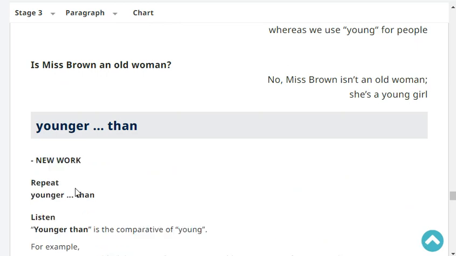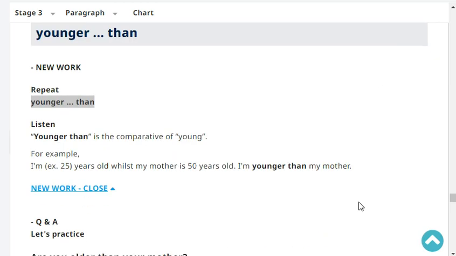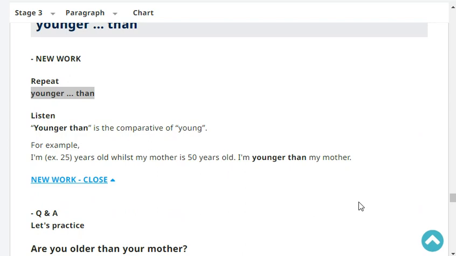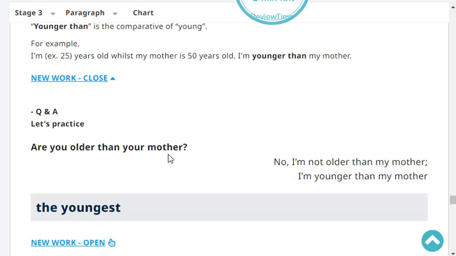Next repeat. Younger than. Very good. Okay, listen. Younger than is the comparative of young. For example, I'm 42 years old, whilst my mother is 60 years old. I'm younger than my mother. Let's practice. Are you older than your mother? No, I'm not older than my mother. I'm younger than my mother. Very good.